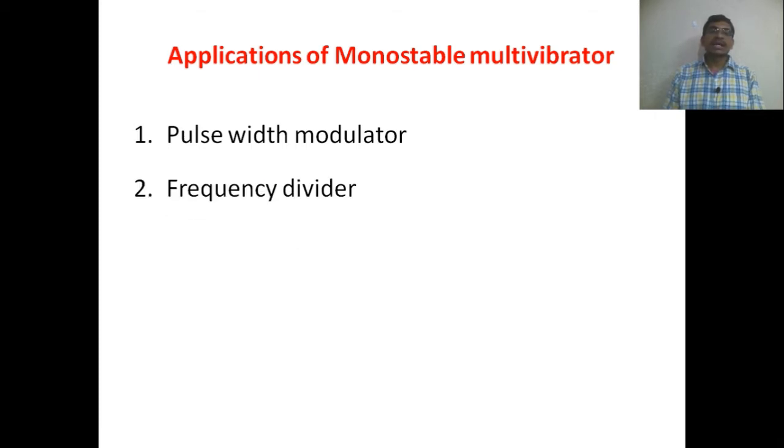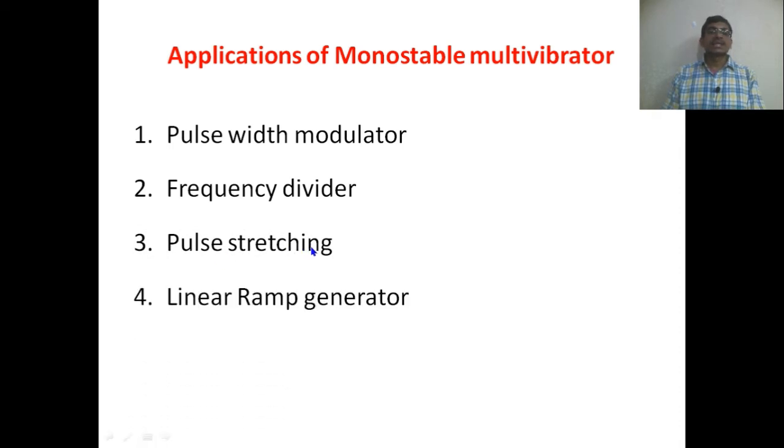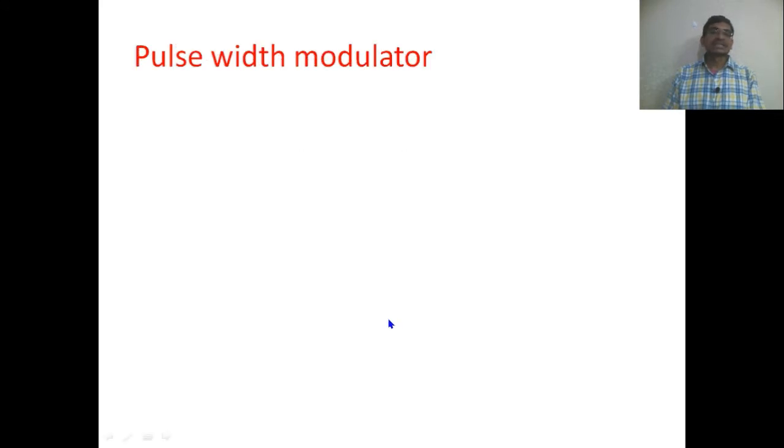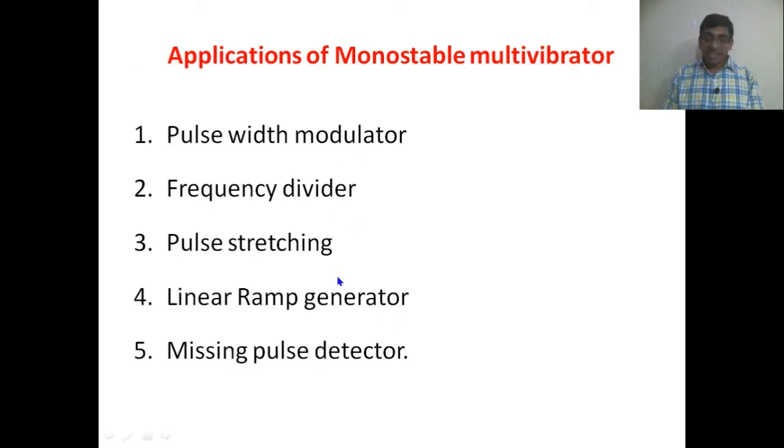Next topic is applications of the monostable multivibrator. These are all the applications: one is a pulse width modulator, second is a frequency divider, third is pulse stretching, fourth is the linear ramp generator, and fifth is a missing pulse detector. These are some of the applications of the monostable multivibrator.